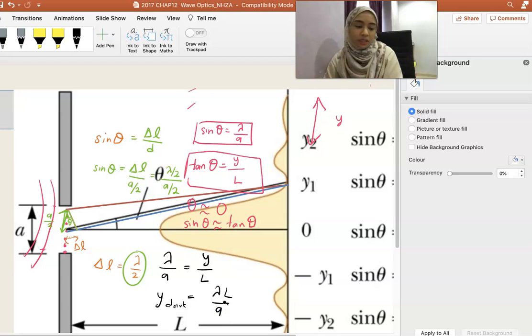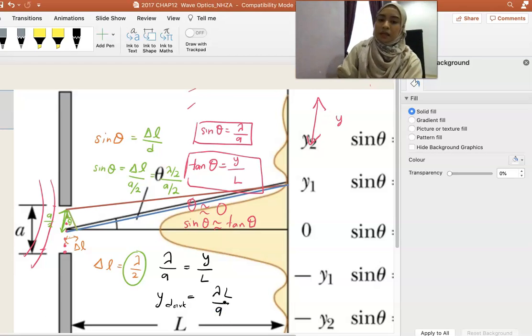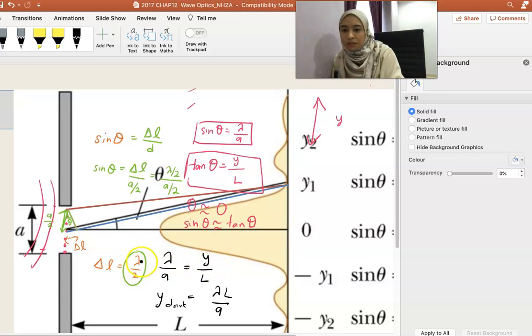But now I'm not done yet. Remember that our path difference should be a difference of lambda over 2. And it can be m lambda over 2, meaning it can be lambda over 2, 3 over 2, 5 over 2, and so on. So it's an odd half integer multiple of lambda. Odd half. Okay, so it's an odd half integer multiple of lambda.